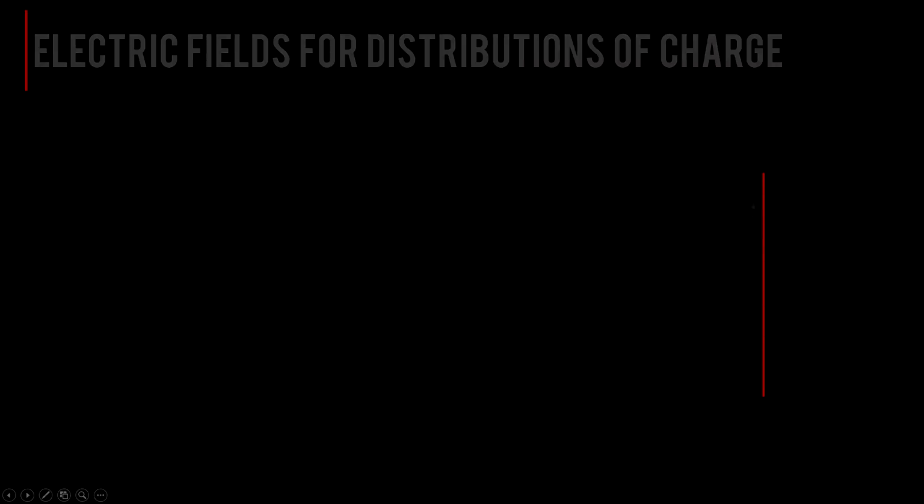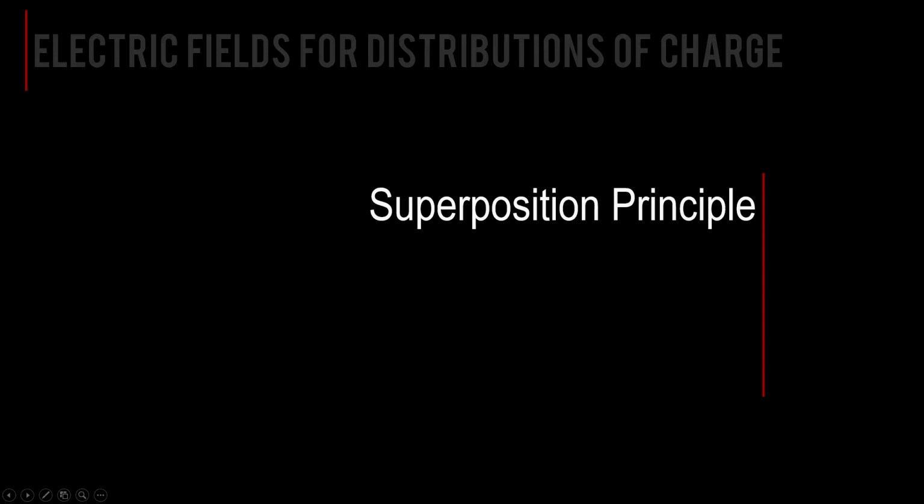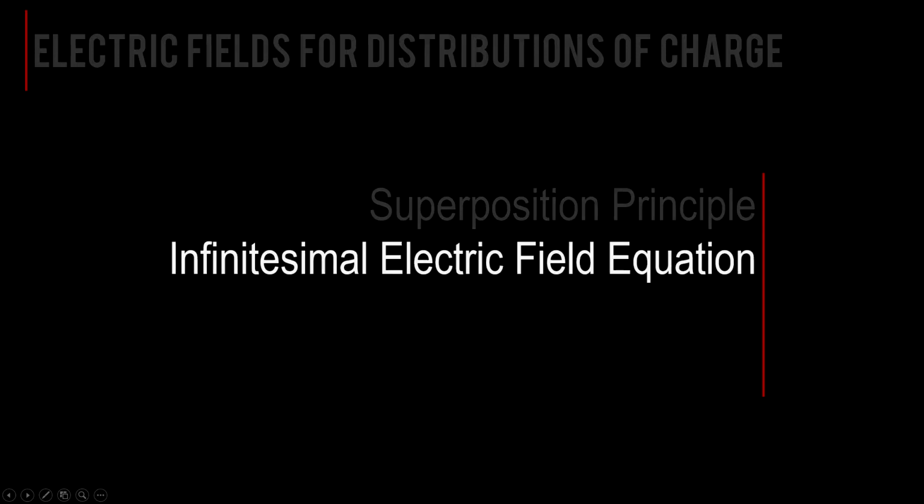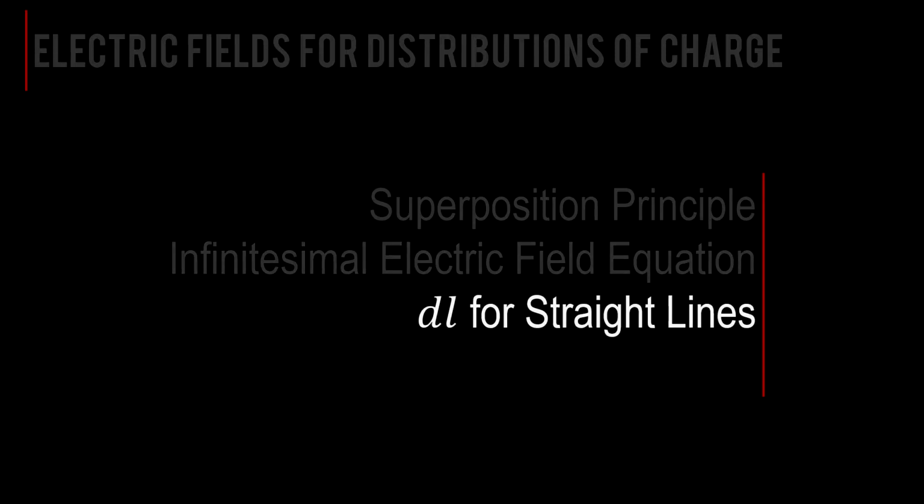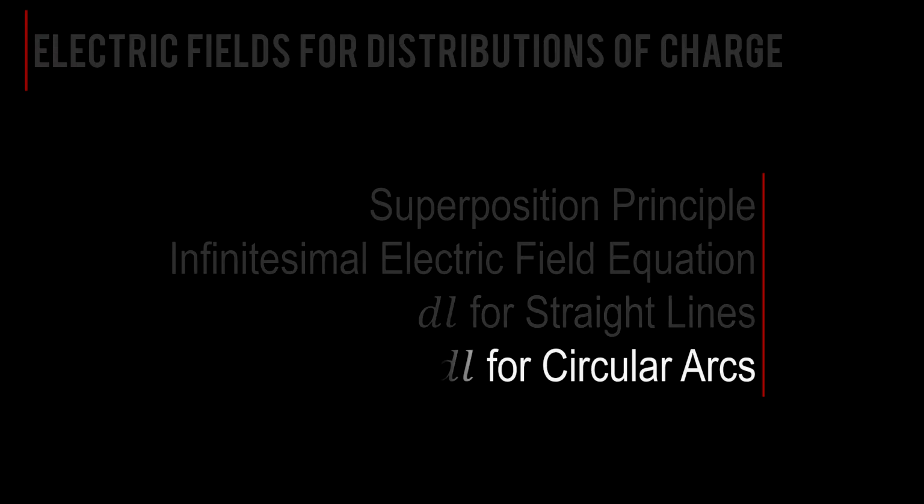So this video is going to start from where we talked about previously for finding the electric field from discrete charges to build that up for distributions of charge or continuums of charge. So the first thing that we're going to do is we're going to revisit the superposition principle. Then we're going to talk about the infinitesimal electric field equation. Afterwards, we'll talk about dl, some tiny little bit of length for straight lines. And then we'll finish up talking about dl, that same kind of idea, tiny little bit of length for circular arcs.